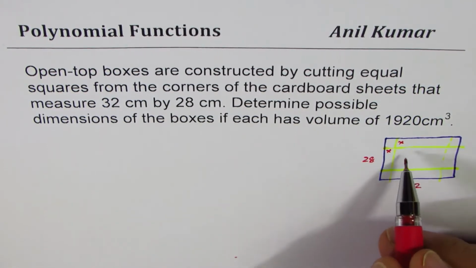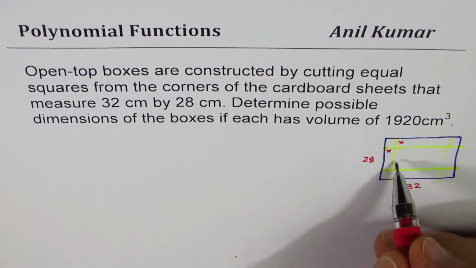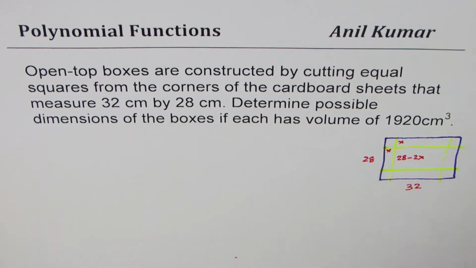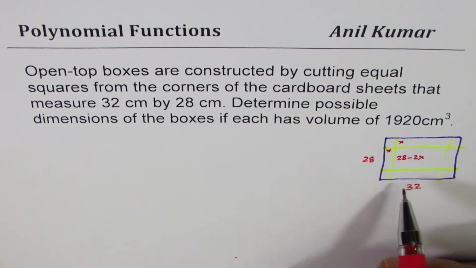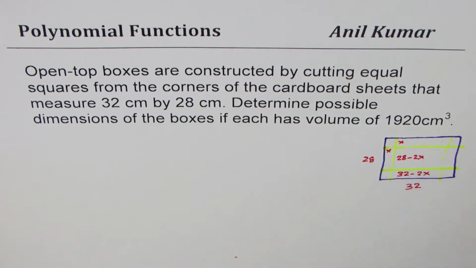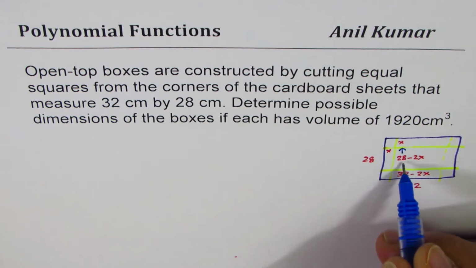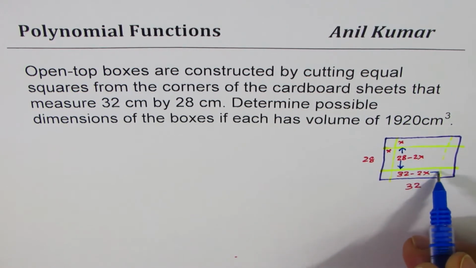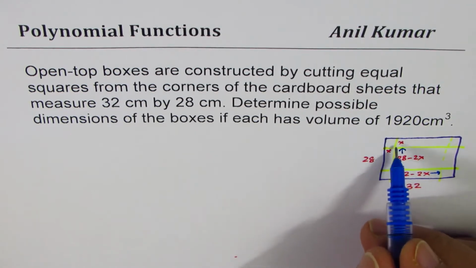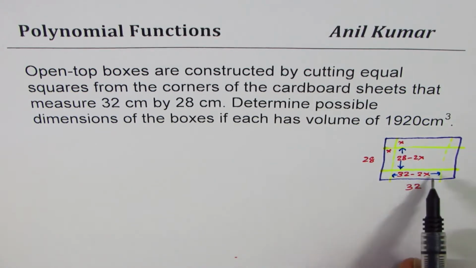In that case, the base of the box will be how much? Width will be 28 minus 2x, and the length will be 32 minus 2x. Is it okay? So the base will have a width of 28 minus 2x and a length of 32 minus 2x. And when you fold it up, the height will be x. Correct? That gives you the volume of the box.